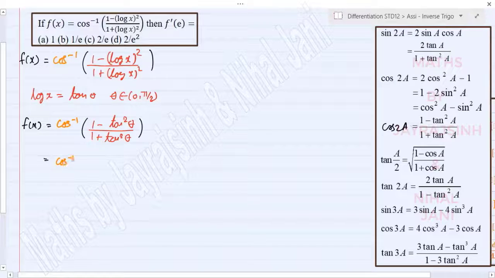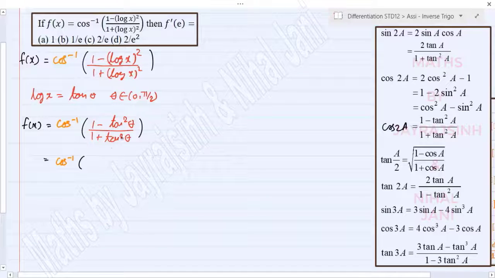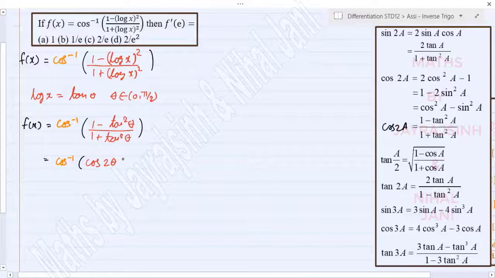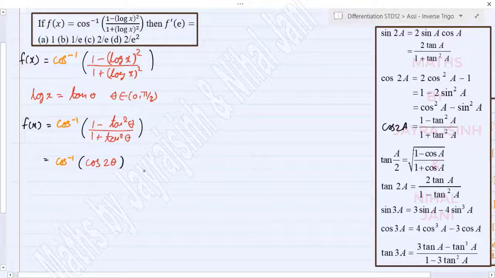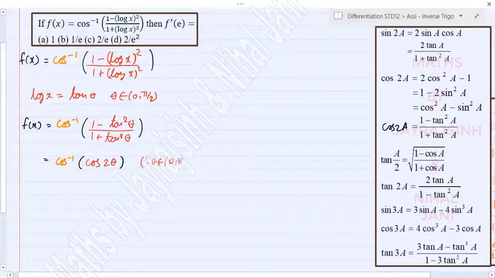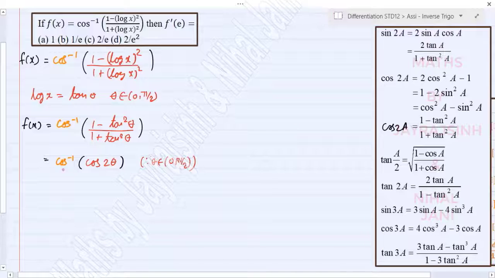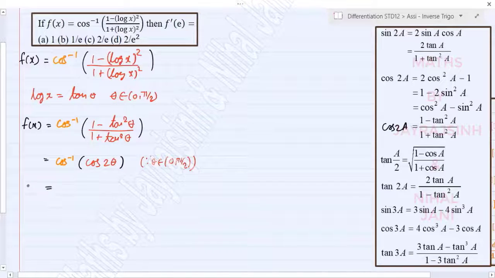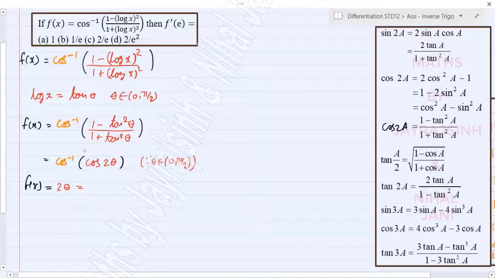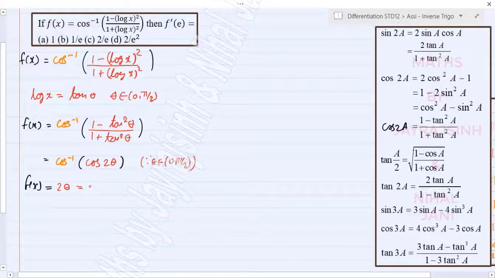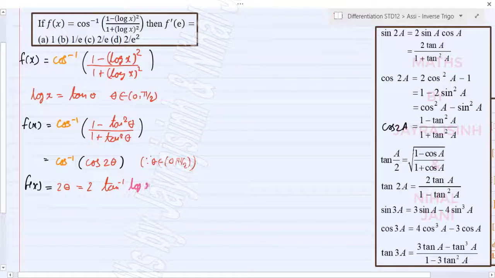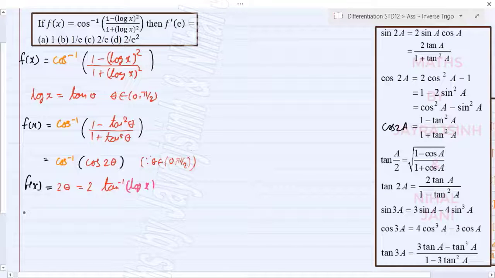As we planned, cos inverse will be as it is, and this (1 minus t square) upon (1 plus t square) will become cos double the angle, or we can say cos 2 theta. Now, our theta belongs to 0 to pi by 2. So we can eliminate cos inverse and cos, and your f(x) will simply be 2 theta, or if we substitute the value of theta, we will get 2 tan inverse of log x. But we need f dash e.